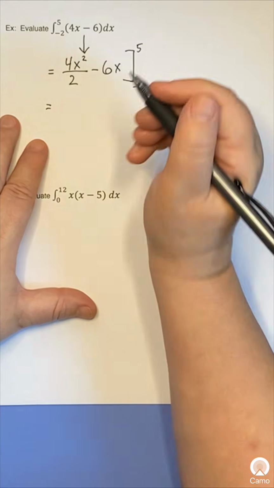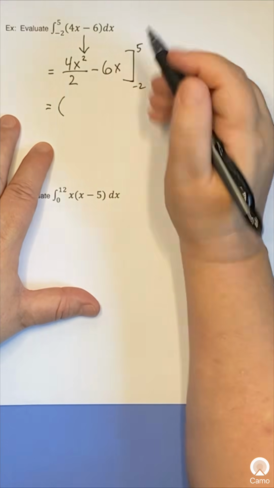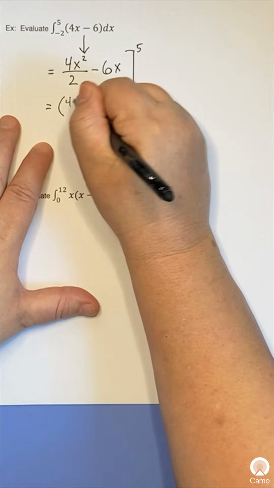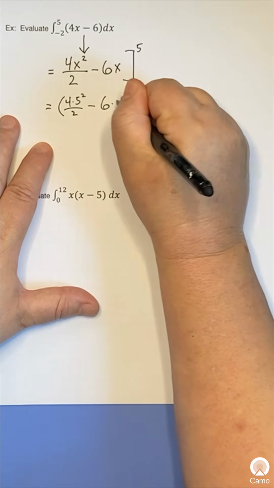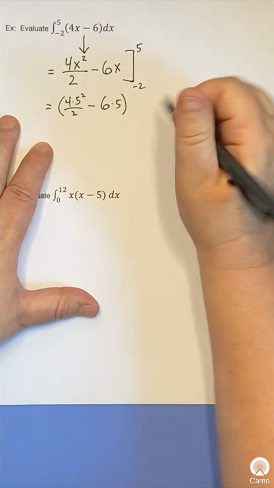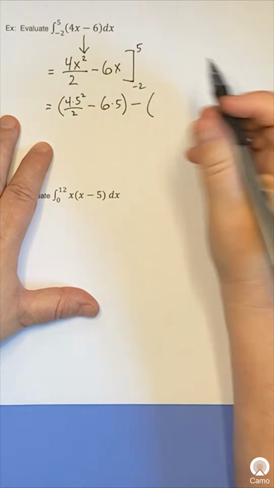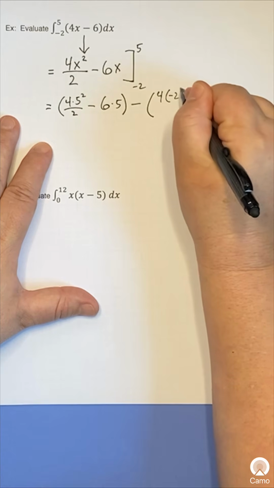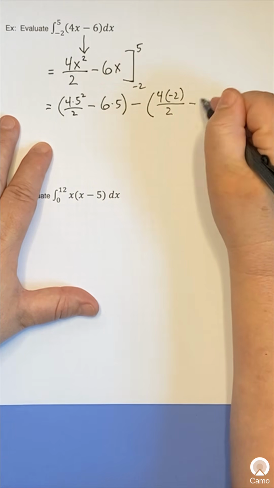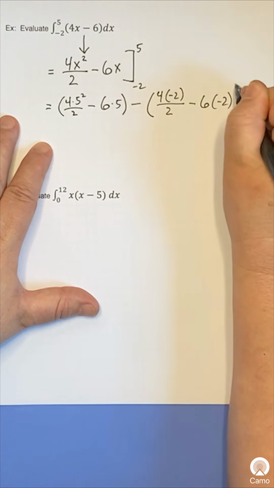So I'm going to evaluate with 5. So 4 times 5 squared over 2 minus 6 times 5. I didn't even simplify this time. I'm so excited about getting to the answer. And then I'm going to evaluate with negative 2. 4 times negative 2 squared all over 2 minus 6 times negative 2.